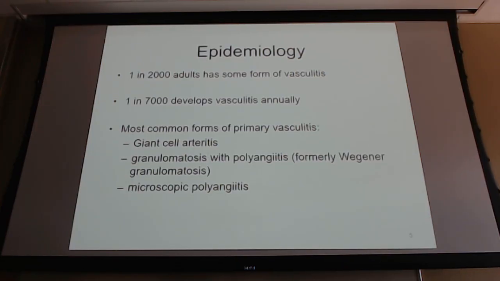Epidemiology-wise, 1 in 2,000 adults have some form of vasculitis. 1 in 7,000 develops vasculitis annually. Most common form is primary vasculitis. So primary, it's not associated with that other stuff. It's in and of itself, depending on the size of that vessel. So GCA, we are going to talk a lot about that. We're also going to talk about granulomatosis with polyangiitis, formerly Wegener granulomatosis, and microscopic polyangiitis. Those are things out there, okay?